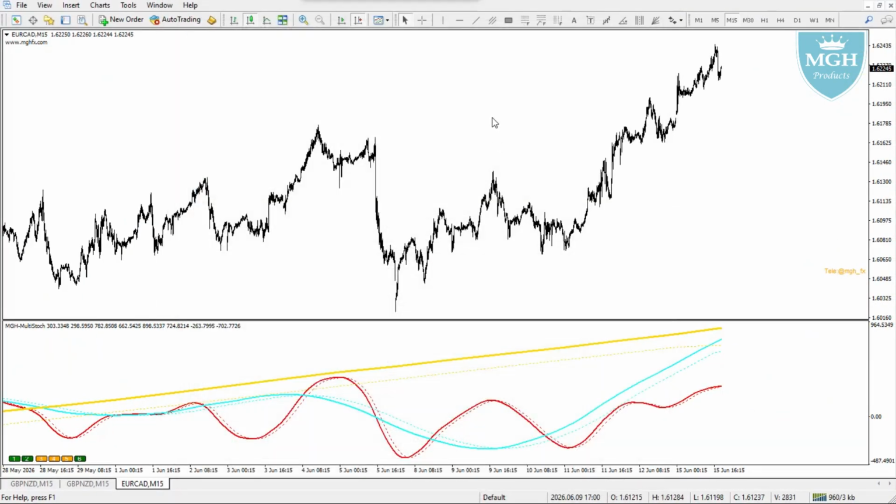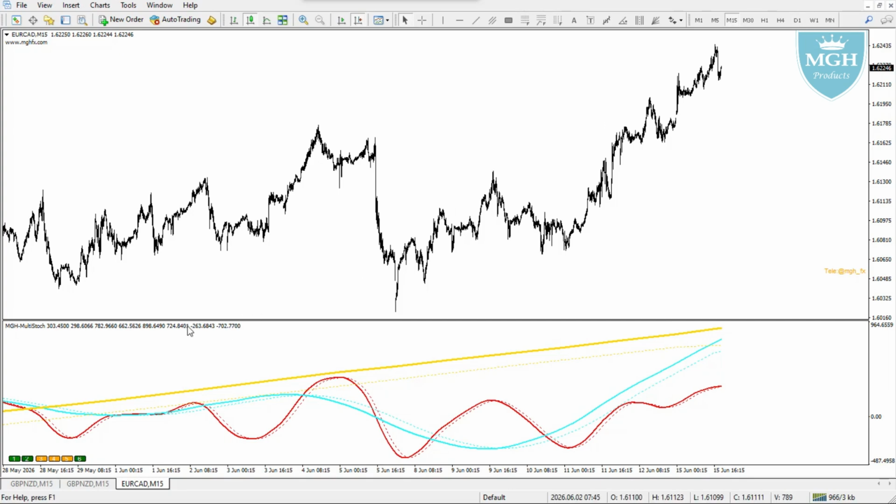Now let's talk about what makes this indicator useful. The biggest problem in trading is this. You get a signal on your chart. It looks perfect, but you don't know what the higher time frames are doing. You enter the trade, and the bigger trend goes against you.